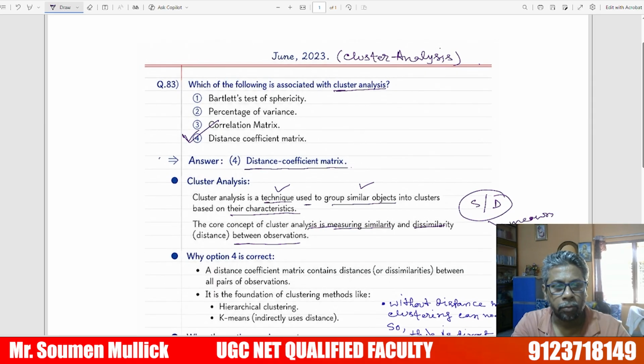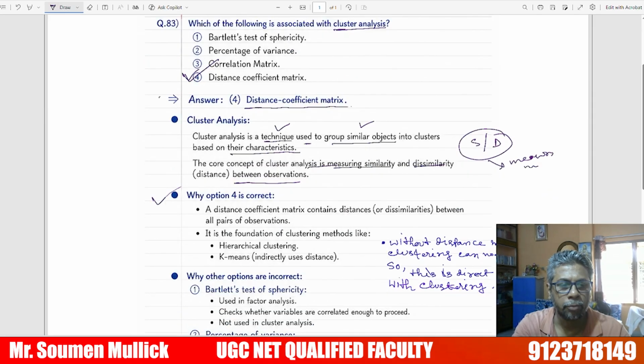Now, why is option number 4 correct, the distance coefficient matrix? Because the distance coefficient matrix contains distance between all pairs of observations. Distance means dissimilarity between all pairs of observations. It is the foundation of clustering methods like hierarchical clustering and k-means, which indirectly use distance. Without distance measuring, clustering cannot be performed. So this is the direct association with cluster analysis.